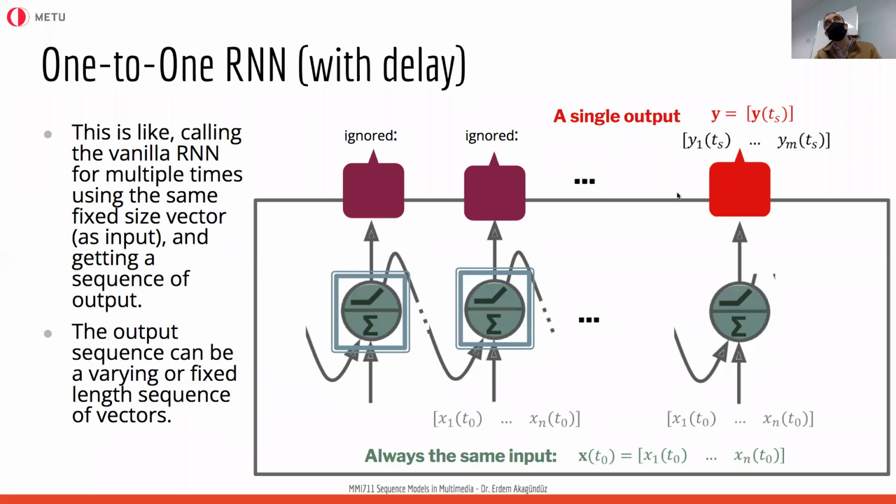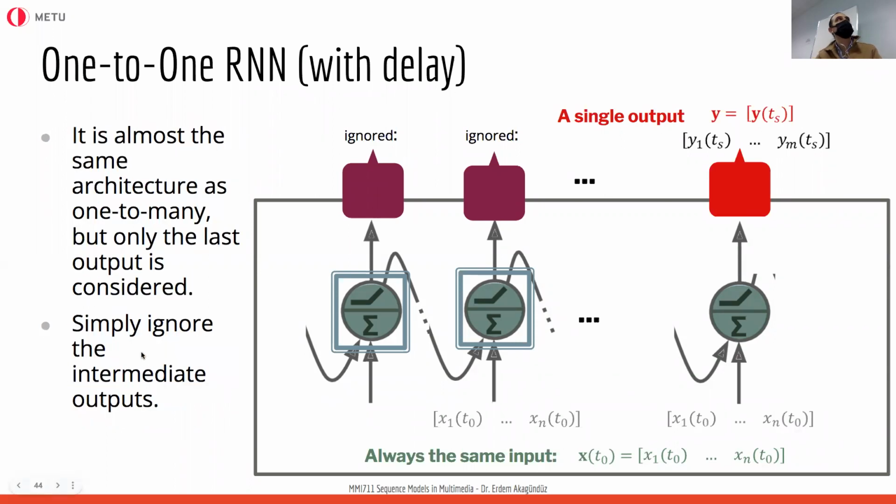Because you see, these red boxes are the output layers. These are the core RNN layers and the output layers. So these will be ignored because maybe the output at that state is not mature because the states have not evolved yet. So it looks like one-to-many. However, I ignore every output but the last one.